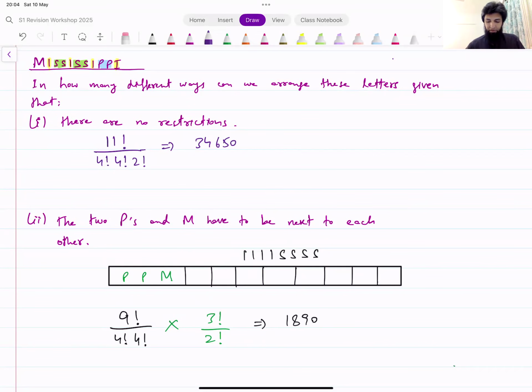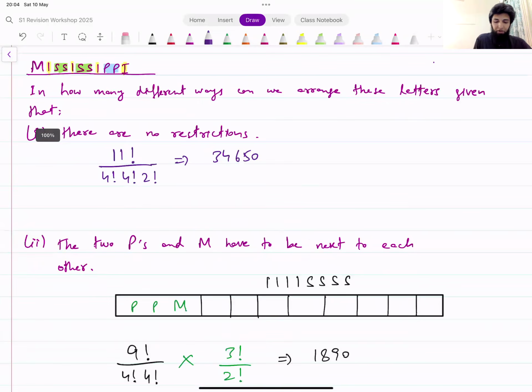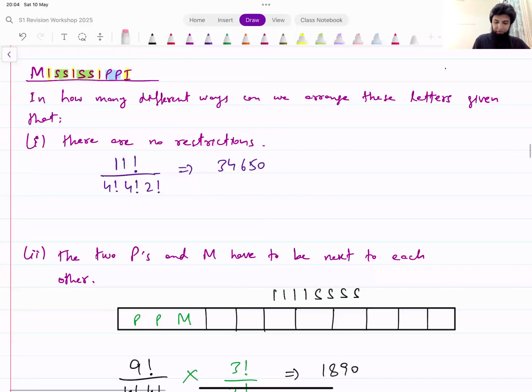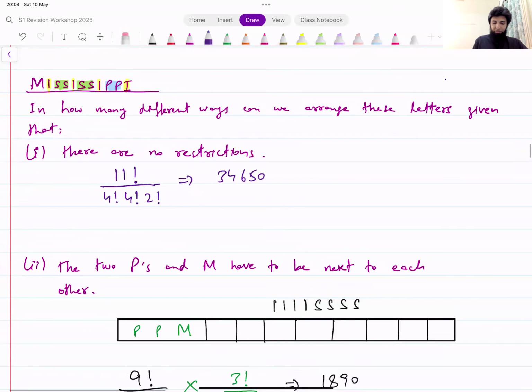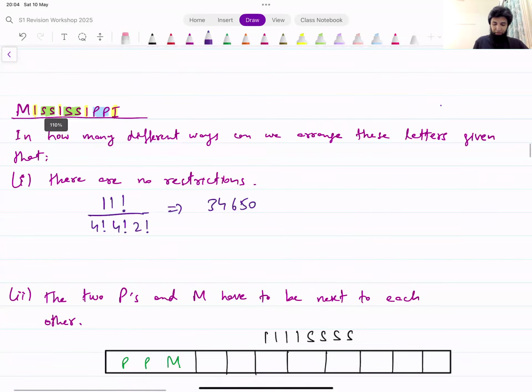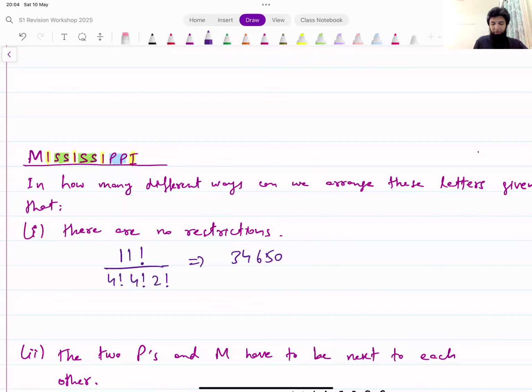In how many different ways can we arrange these letters given that there are no restrictions? So we've got this word, Mississippi. If there are no restrictions, that's fairly straightforward. We say we've got 11 letters. That's 11 factorial. Divide by the factorials of the repeated letters: 4 factorial, 4 factorial, 2 factorial. That gives you the result.